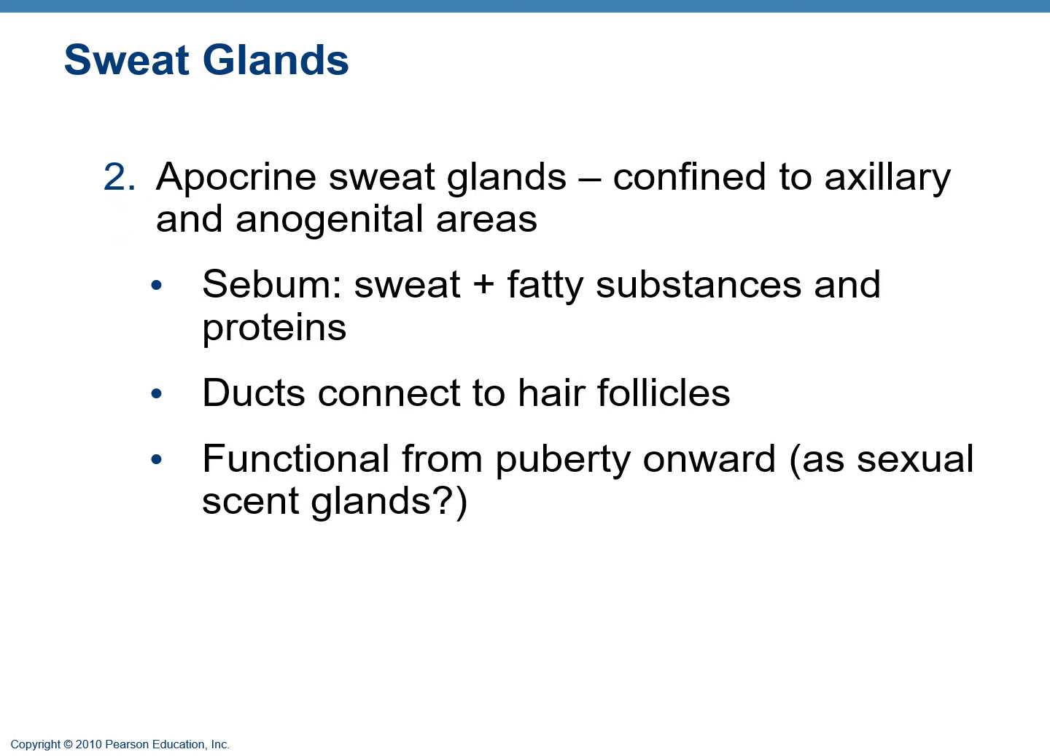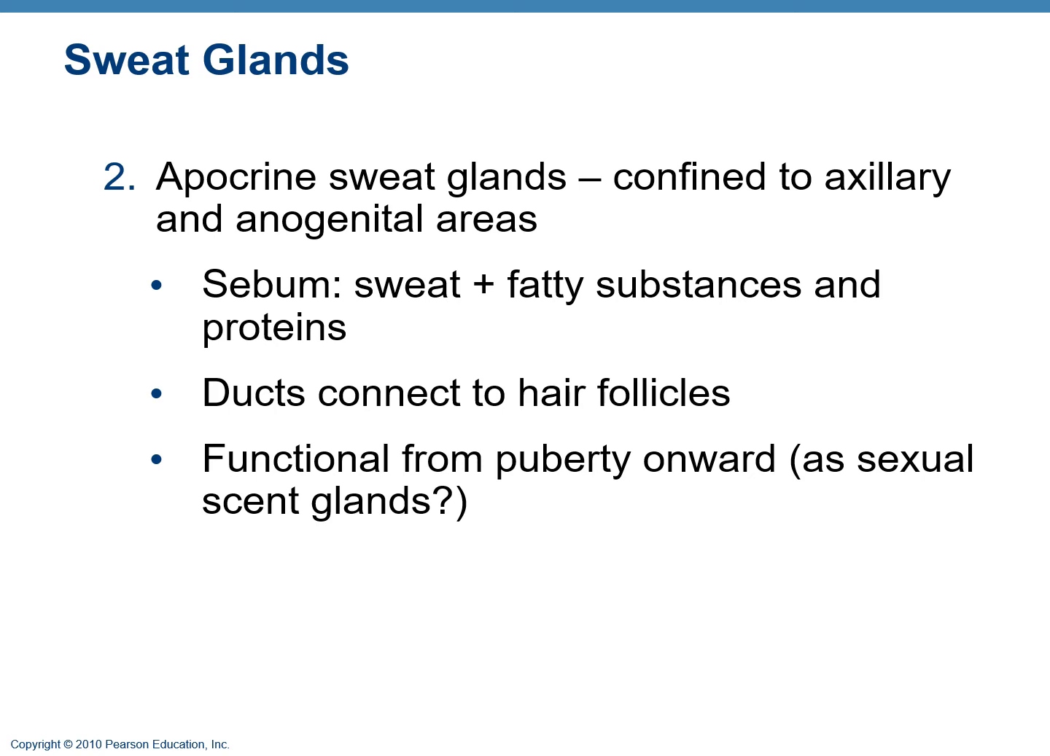The apocrine sweat glands, these are confined to the axillary and anogenital regions of the body, and they produce what is known as sebum, which is sweat plus fatty substances and proteins. And as a result, particularly from these fatty substances, this is more of a sensible perspiration, so it is going to produce a characteristic smell.